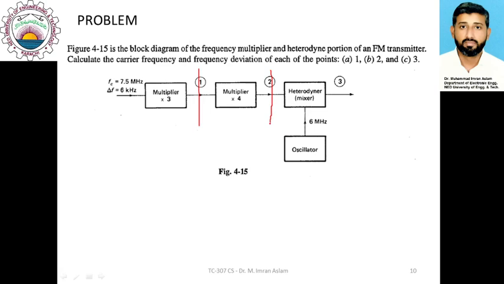the frequency deviation and carrier frequency at stage number 2. You can see that from 1 to 2 we have a frequency multiplier having a multiplication factor of 4. That means from stage number 1 to stage number 2, the carrier frequency would be multiplied by a factor of 4, and the frequency deviation would also be multiplied by a factor of 4.